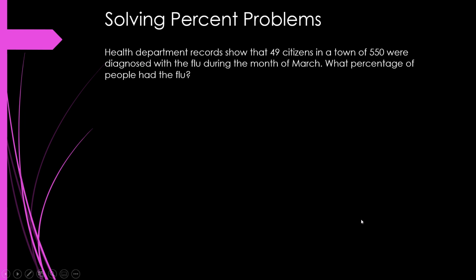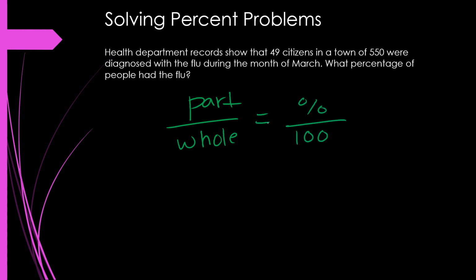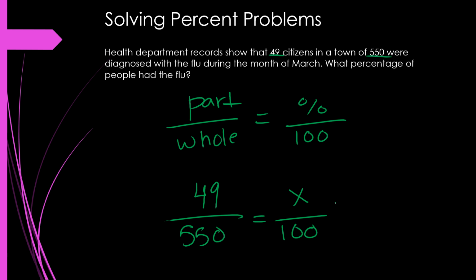All right. The health department records show that 49 citizens in a town of 550 were diagnosed with the flu during the month of March. What percentage of people had the flu? This one's a little bit different because now we're going backwards, but we're still going to use the same equation. So I'm still going to do part over whole, and that's going to equal my percent over 100. Remember that your whole should always be bigger. That's your total. That should always be bigger than a part. So 49 and 550. 49 citizens had the flu out of a total of 550. I don't know what my percentage is, and it's going to be over 100.